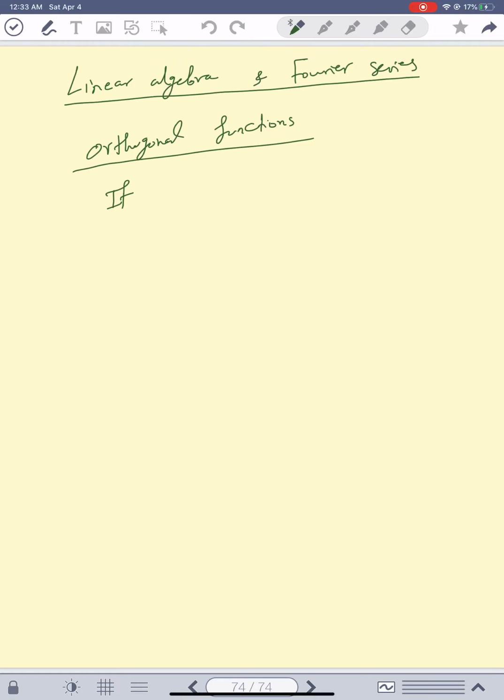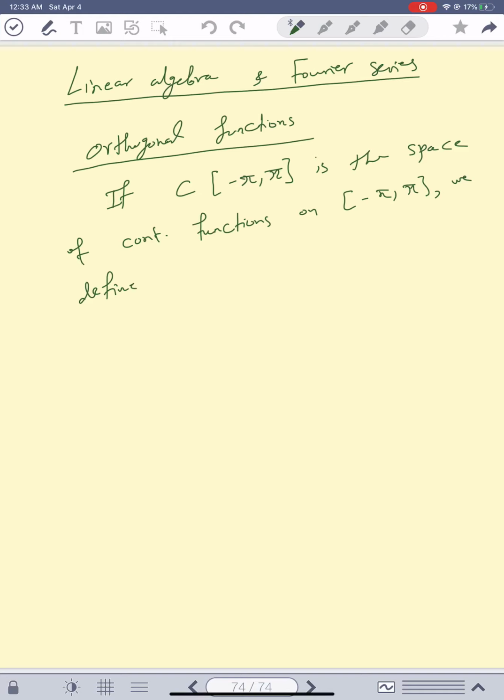So if C negative pi to pi is the space of continuous functions on negative pi to pi, we define the inner product of f and g as the integral from negative pi to pi of f of x g of x dx.